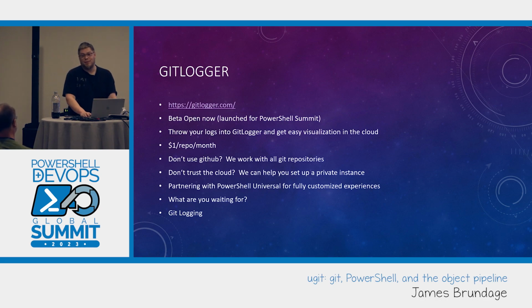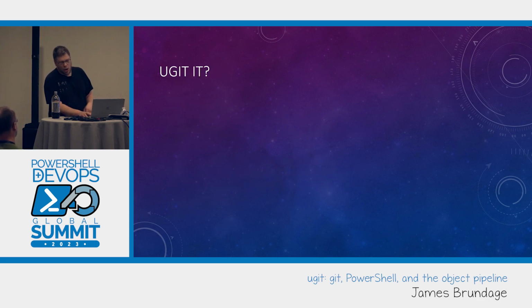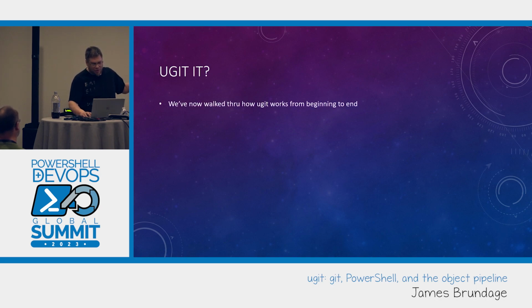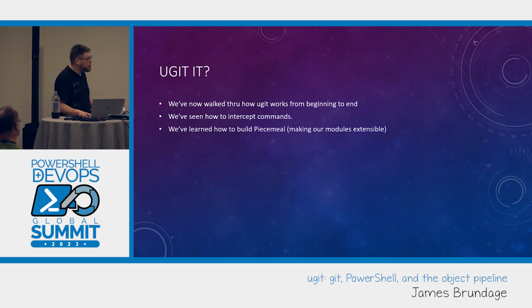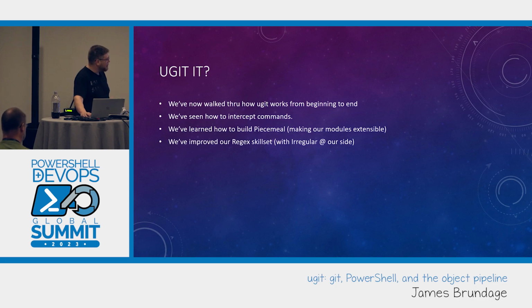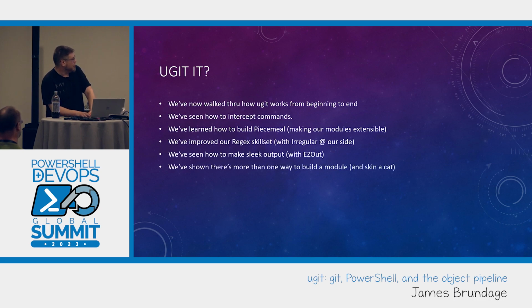You guys like ugit? Cool. You like Git logger? Cool. You get it all yet? Hopefully. We've talked through how it works from beginning to end. We've seen how to intercept commands. We've learned how to build piecemeal, which makes all of our modules more extensible. We've improved our regex skill set with regular at our side. We know how to make sleep output with easy out. We've shown that there's more than one way to build a module and skin a cat.